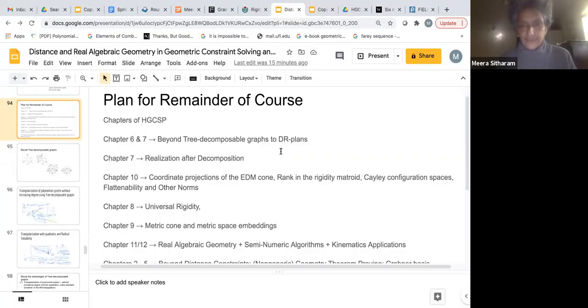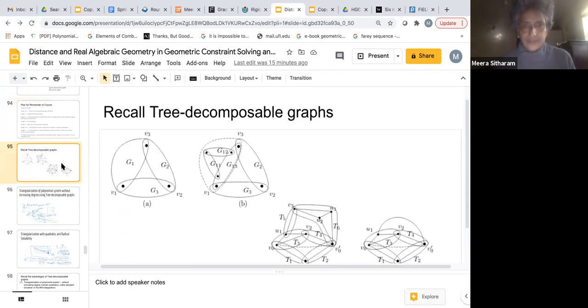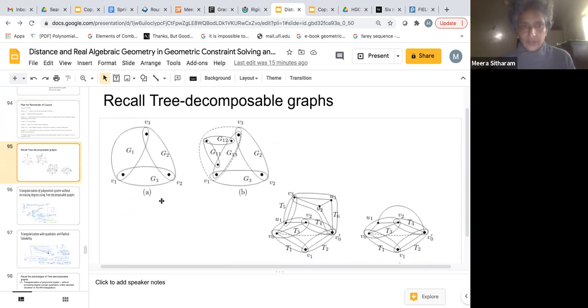We were going to talk about going beyond tree decomposable graphs to decomposition recombination plans. So just to recall where we were, we had talked about how tree decomposable graphs have a nice property. Let me remind you what a tree decomposable graph is. It's a graph that can be decomposed into 3 parts, each pair sharing exactly one vertex.